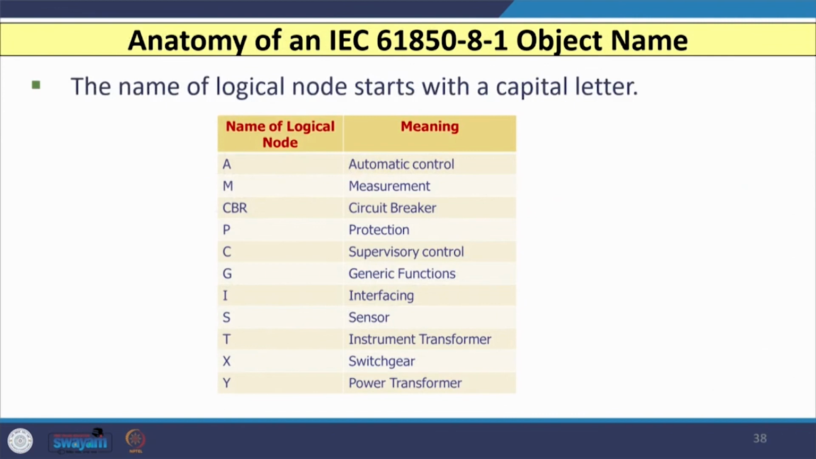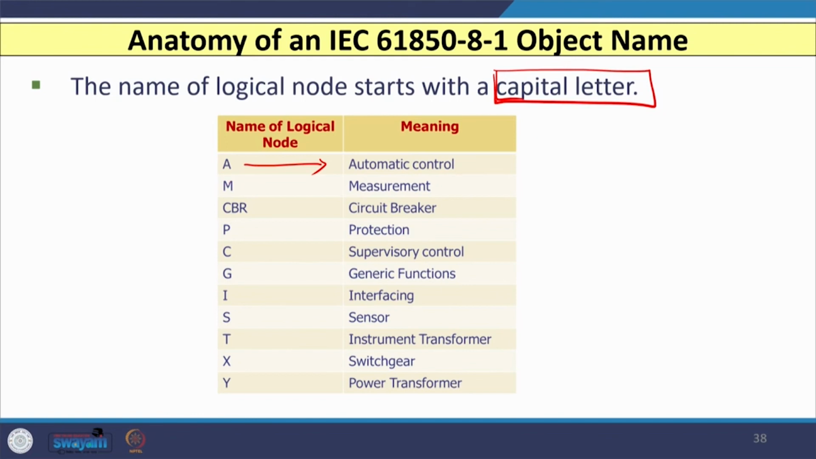Now, the last but very important point is the anatomy of the object name that is given in IEC 61850-8-1. The name of the logical nodes normally starts with a capital letter. This chart will tell you what the name of the logical node is and what it means. Let us say if we give the name A, then the meaning is automatic control. So, this logical node is meant for automatic control functions.